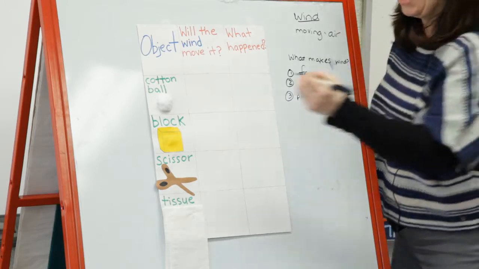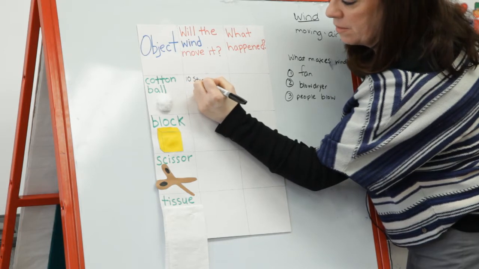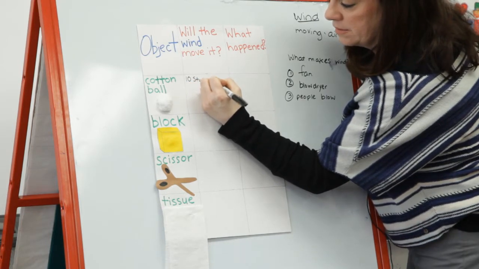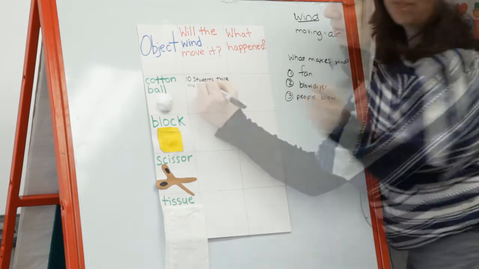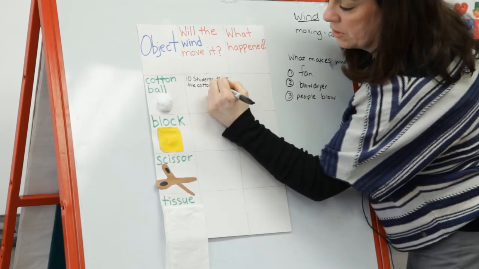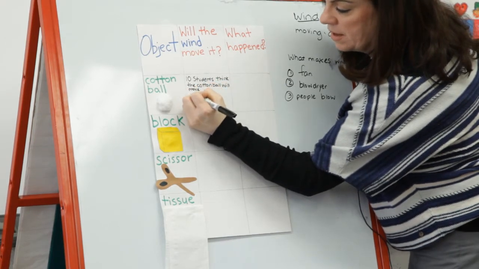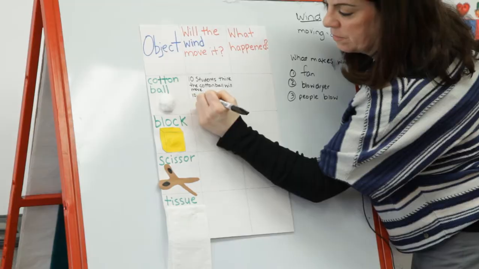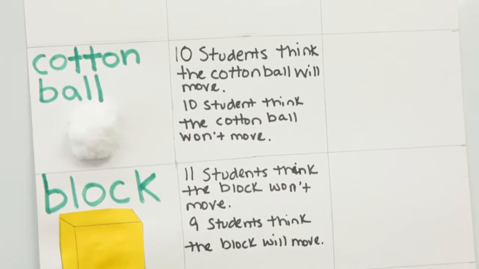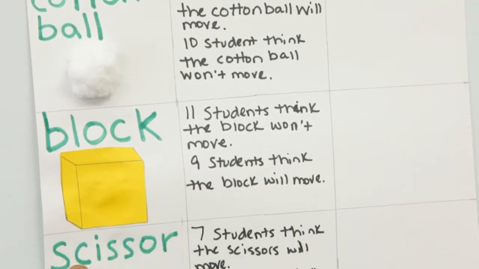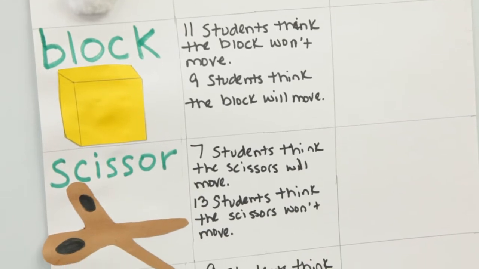Okay, I'm going to say 10 students think the cotton ball will move. 10 students think the cotton ball won't move. Very good, Addison. Thank you.